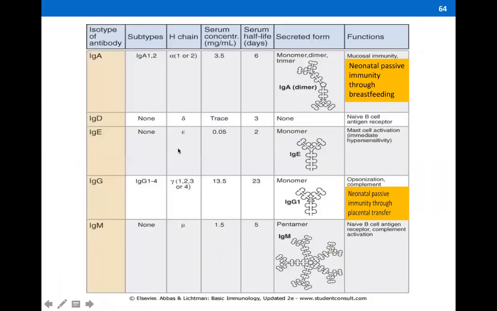If you look at this table, what you will notice is the serum concentration and obviously the serum half-life in days, the highest is your IgG, right? And this IgG's function is for opsonization, complement activation, and very important, neonatal passive immunity through placental transfer. So this is the most common antibody seen in placental transfer.